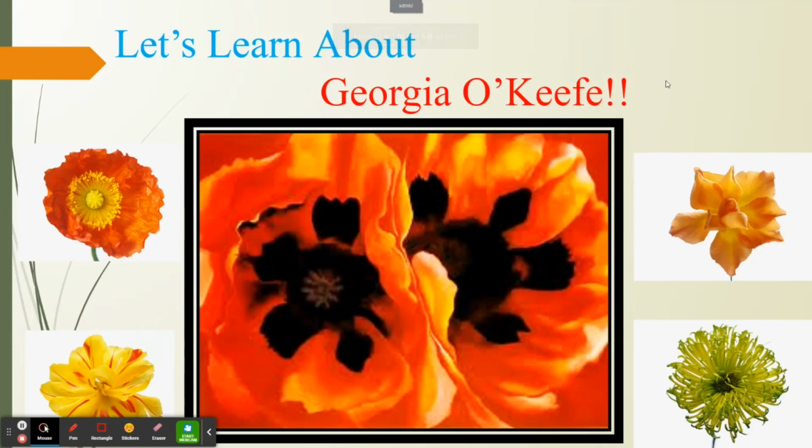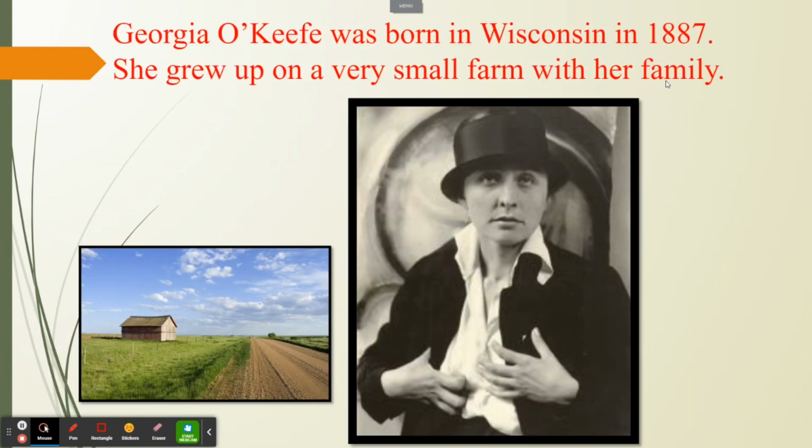So today we are going to be learning about an American artist whose name is Georgia O'Keeffe. Georgia O'Keeffe was an American artist that grew up in the late 1800s, and she was one of the first female artists of America to really make a name for herself. She was born in Wisconsin in 1887. She grew up on a very small farm with her family. She was like the black sheep or the weird one out of the family.